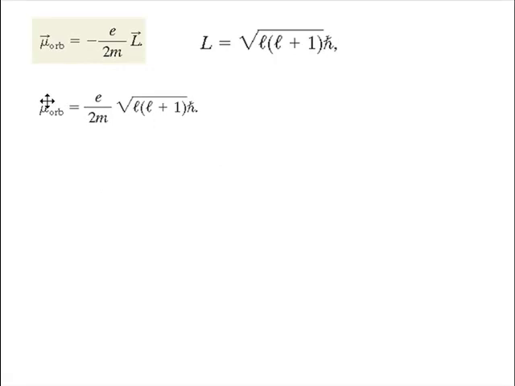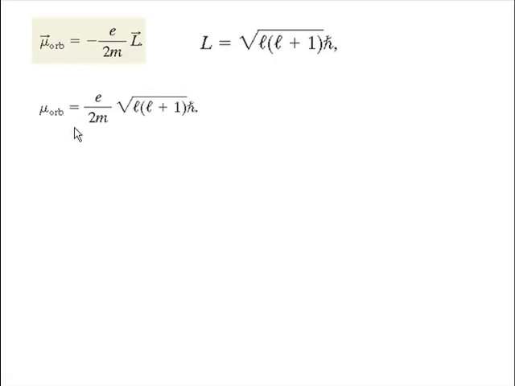Well, we know that the angular momentum is quantized, and in fact the total angular momentum follows this pattern. The angular momentum of a particular electron in a particular orbital is just the square root of the orbital quantum number l times the orbital quantum number plus 1, times h bar to give it the units of angular momentum. If we put that together with this relationship for the magnetic dipole moment, we get this relationship that says the total magnetic dipole moment of an electron from its orbit is just e over 2m times the square root of l times l plus 1 times h bar.